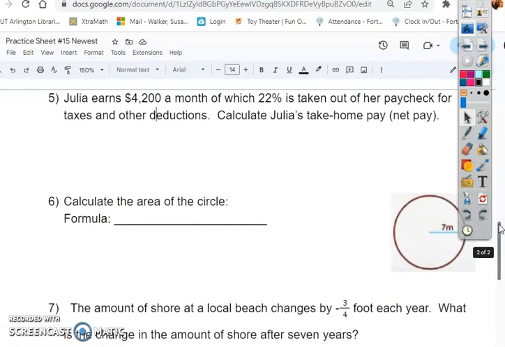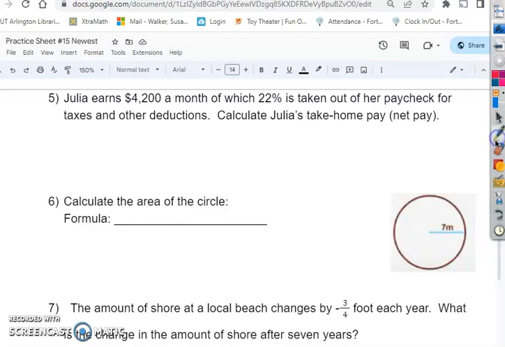Number 5, Julia earns $4,200 a month, of which 22% is taken out of her paycheck for taxes and other deductions. Calculate Julia's take-home pay, or her net pay. Hopefully we know we change the percent to a decimal and multiply. I'm not going to even write that because you know it. But then your last step, guys, since we want to know the take-home pay, is to subtract whatever you get after you multiply. Be careful with that decimal.